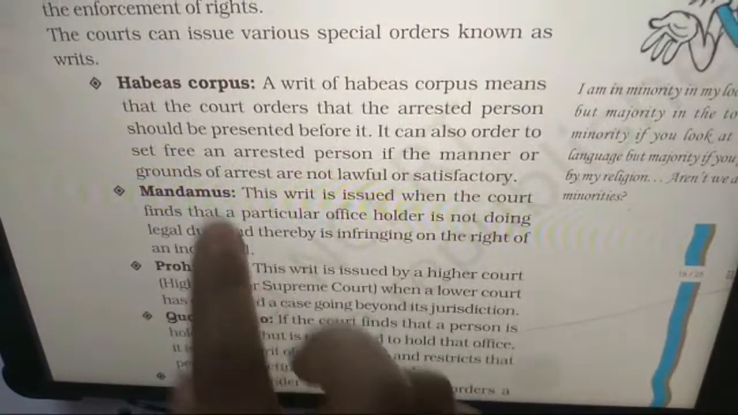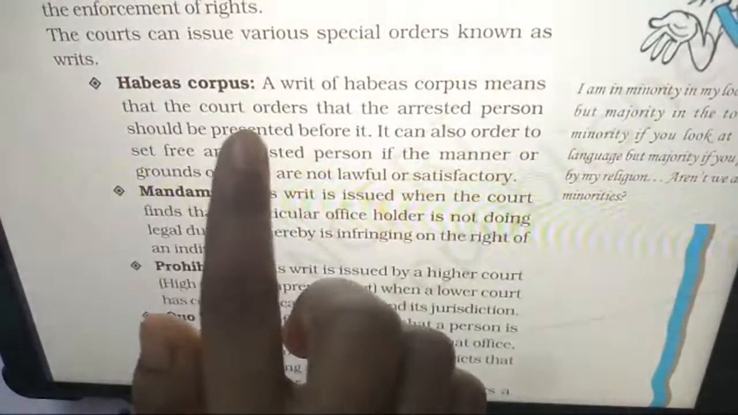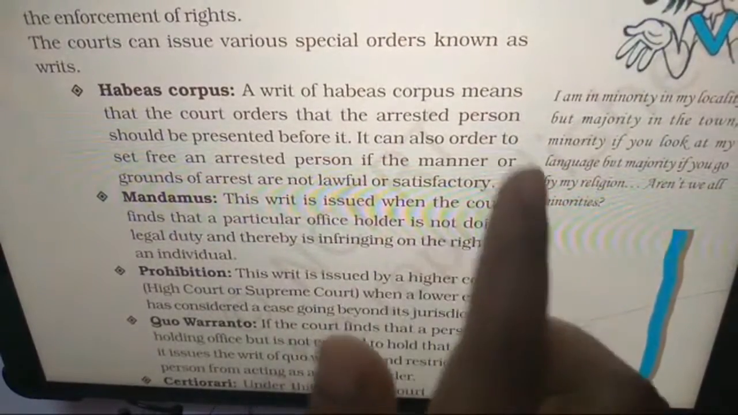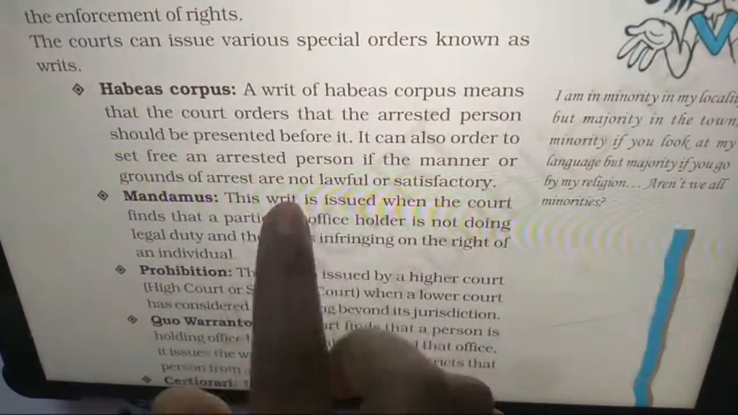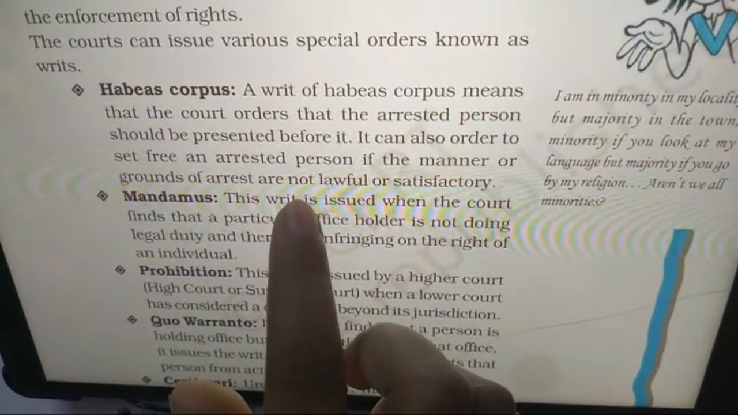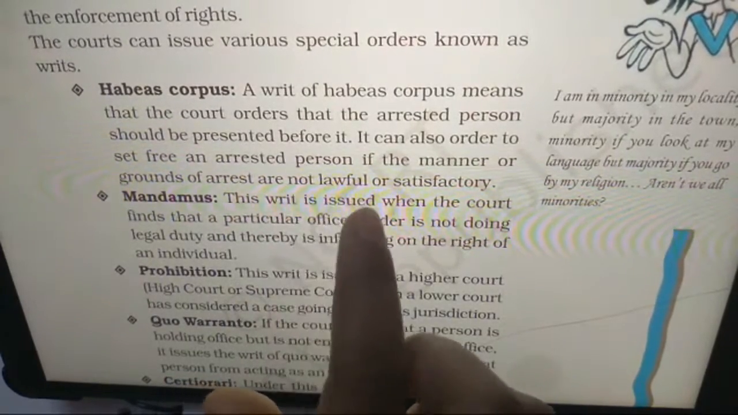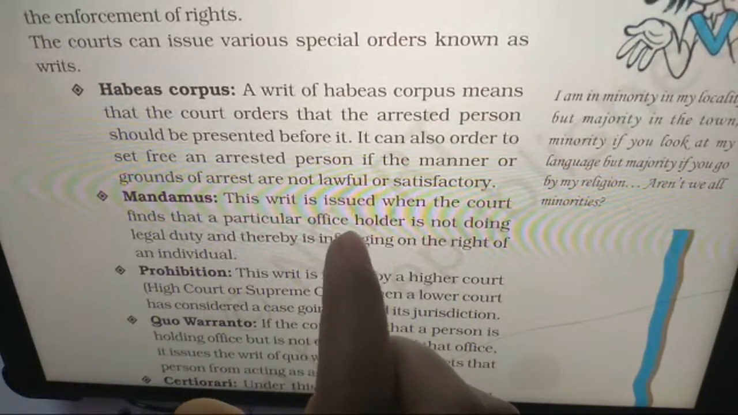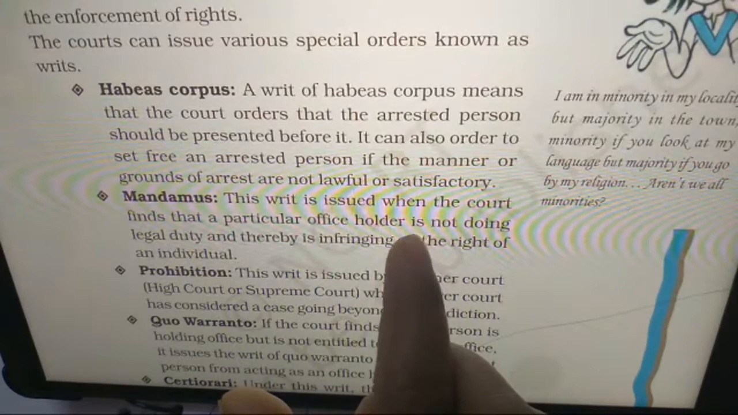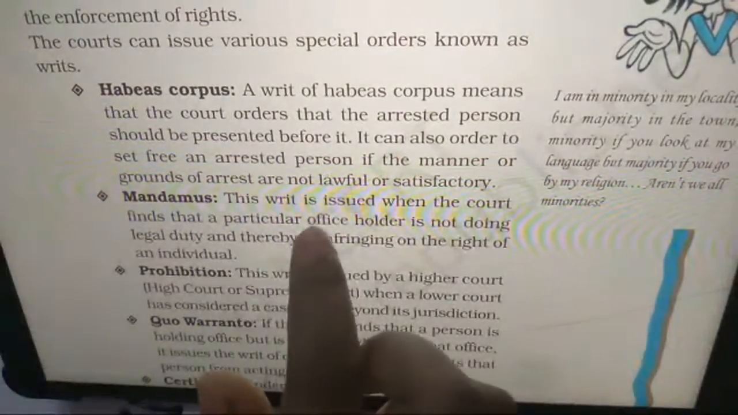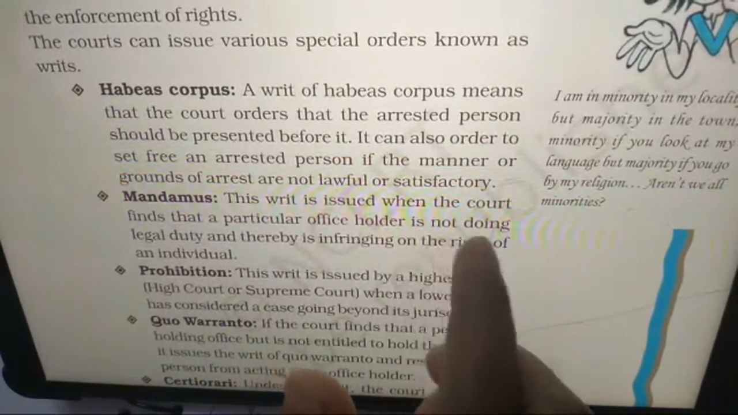Five types of writs: habeas corpus, mandamus, prohibition, quo warranto, certiorari. Habeas corpus. A writ of habeas corpus means that the court orders that the arrested person should be presented before it. It can also order to set free an arrested person if the manner or grounds of arrest are not lawful or satisfactory.